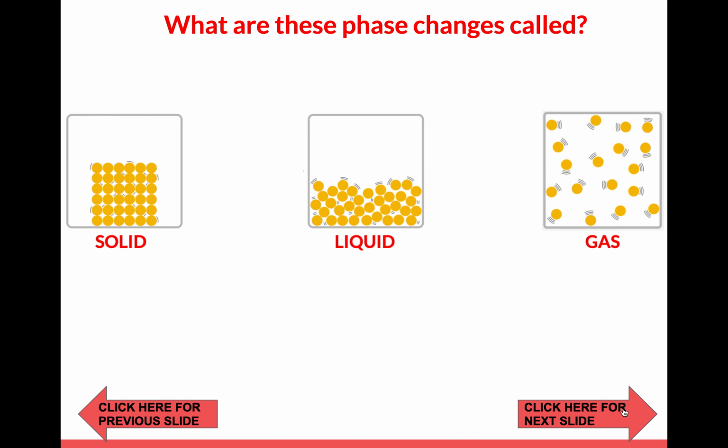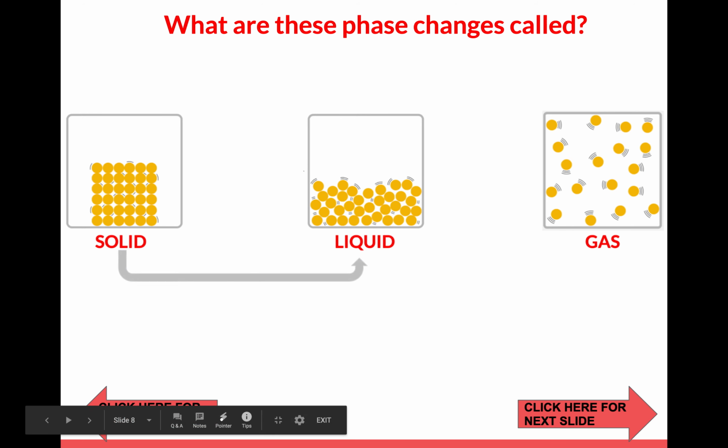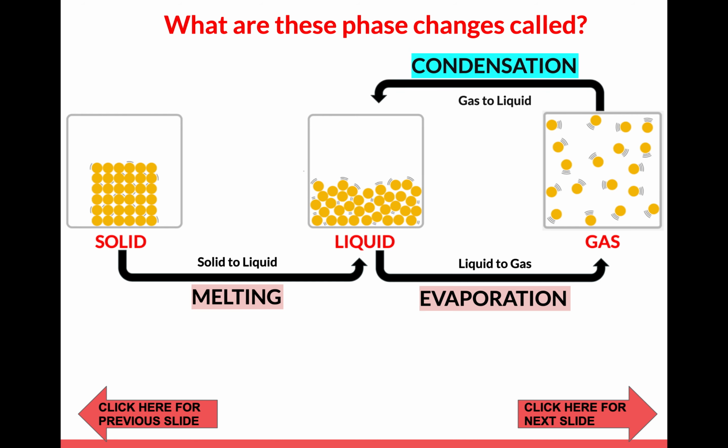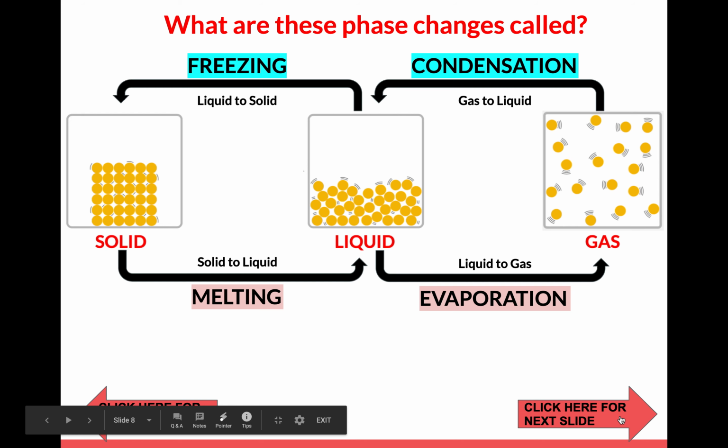Now, what are these phase changes called? This was on your test, and it was just a matter of memorization. So, solid to liquid is called melting, liquid to gas is called evaporation, gas to liquid is condensation, liquid to solid is freezing. All right, so that's the end of our review.